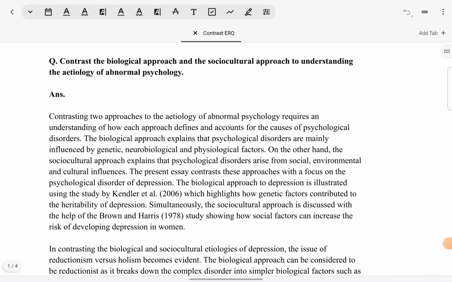Hello, I'm Jyotika. Welcome to this lesson in which we are going to learn how to write a contrast ERQ.